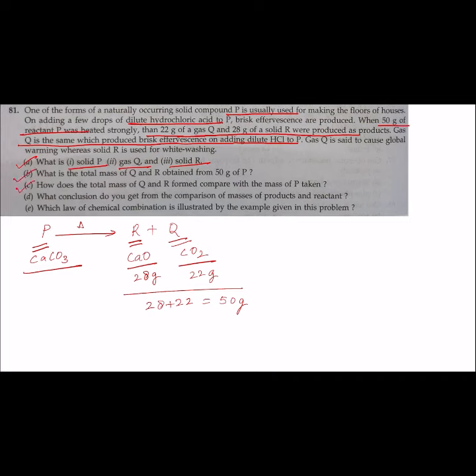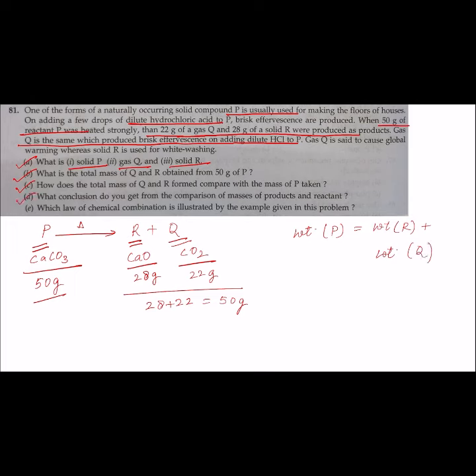Now, C part. How does the total mass of Q and R formed compare with the mass of P taken? Now, mass of P taken is 50 gram. Therefore, we can say weight of P taken is equal to weight of R plus weight of Q.